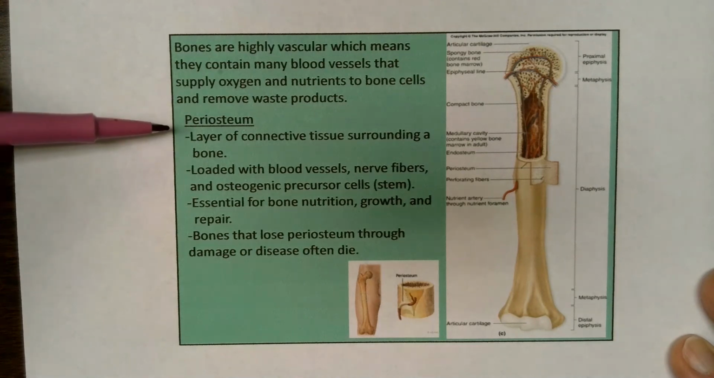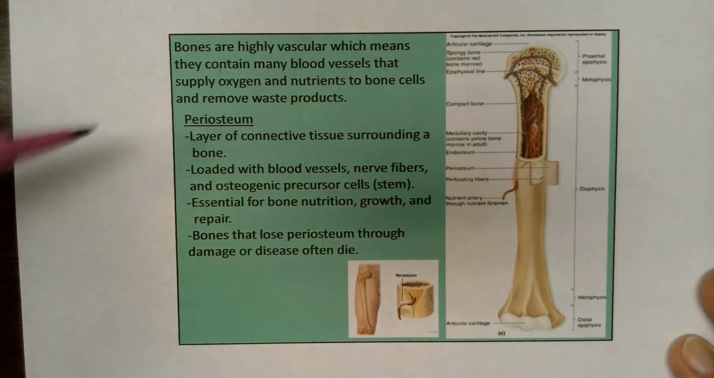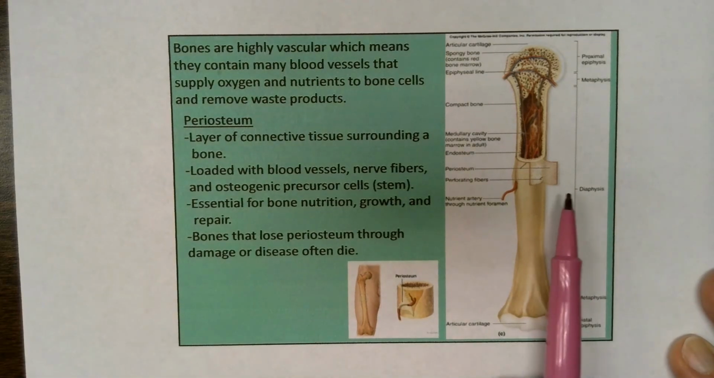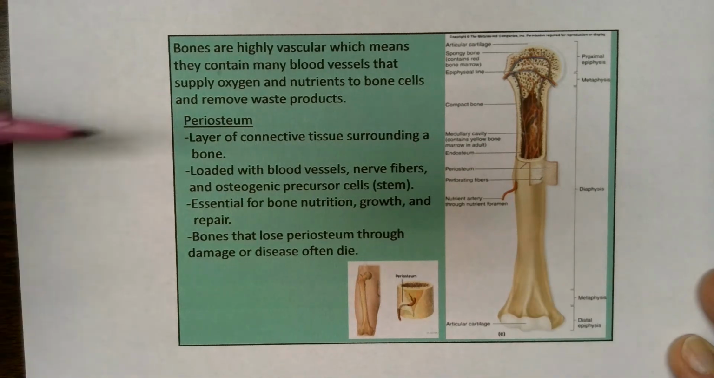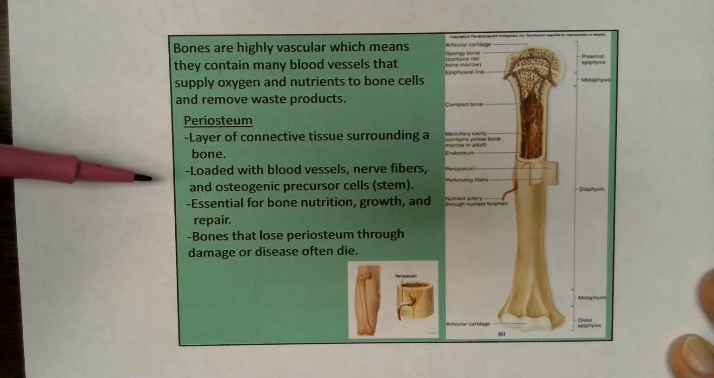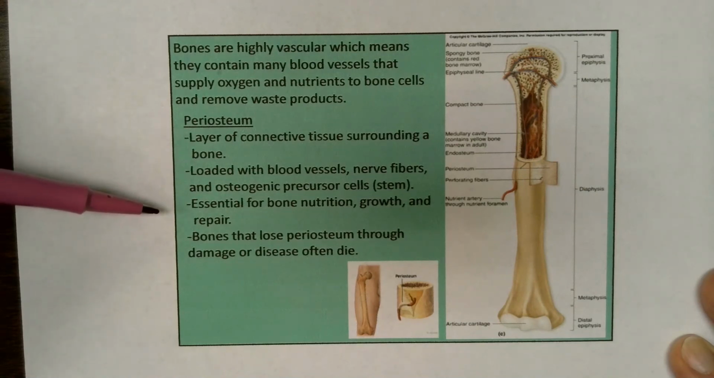This section here about the periosteum, that's part of bones being highly vascular. So this is the part of the picture that's just showing the cutaway of the periosteum here. So it's a layer of connective tissue that surrounds the bone, loaded with blood vessels, nerve fibers, and then also stem cells. We'll talk about that definition in just a second. The periosteum is essential for bone nutrition, growth, and repair.